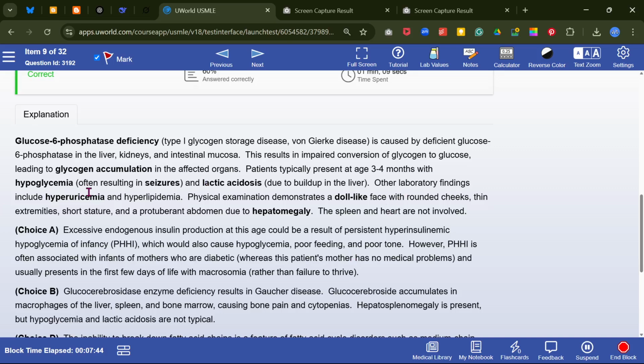Other lab findings include hyperuricemia and hyperlipidemia. Physical examination demonstrates a doll-like face and round cheeks, thin extremities, short stature, and a protuberant abdomen due to hepatomegaly. The spleen and heart are not involved. Okay.